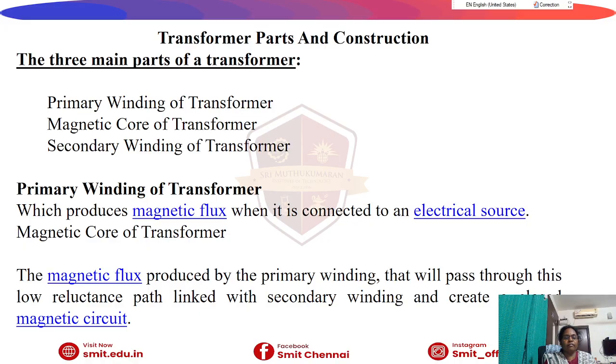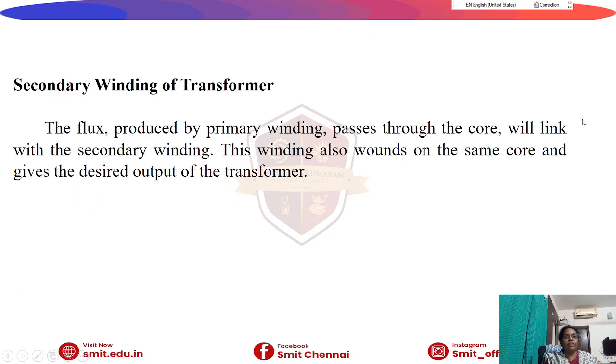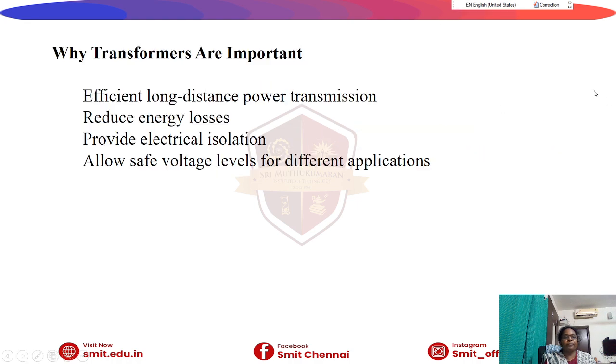The magnetic flux produced by the primary winding passes through this low reluctance path, links with the secondary winding, and creates a closed magnetic circuit. The secondary winding of a transformer. The flux produced by the primary winding passes through the core and links with the secondary winding. This winding is also wound on the same core and gives the desired output of the transformer.